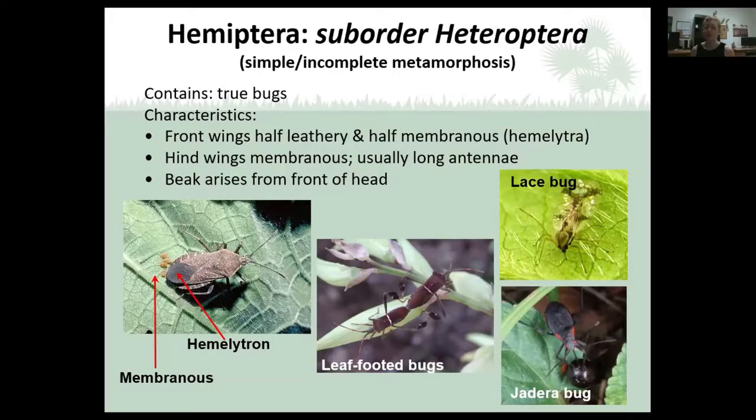Heteroptera are known as the true bugs. I see these a whole bunch around here too: leaf-footed bugs and little lace bugs. You can still see the veins on their wings, but half of their wings are pretty leathery. So that's one way to distinguish these from other Hemiptera, but at the end of the day, the next couple of slides I'm going to show you are all part of the same order.